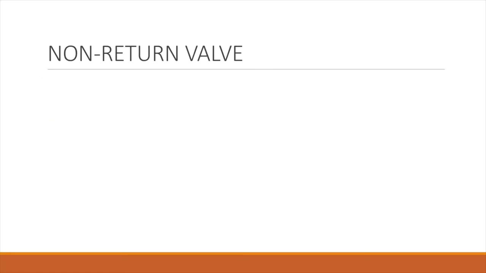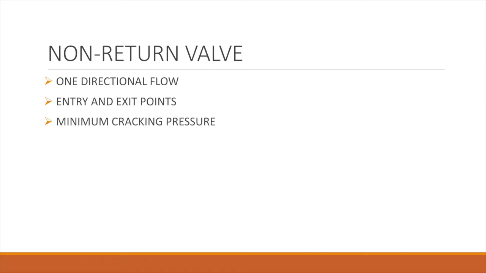The non-return valve only allows fluid to flow through it in one direction only. This works by having two port valves, and hence an entrance and an exit point for the fluid to enter and leave the valve. The valve requires the minimum cracking pressure in order to operate. It can be mainly found in the petrochemical industry because of its safety responses to failures in the system and ability to maintain a constant pressure.